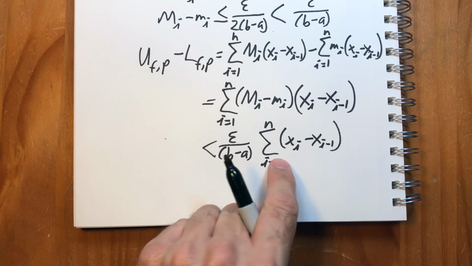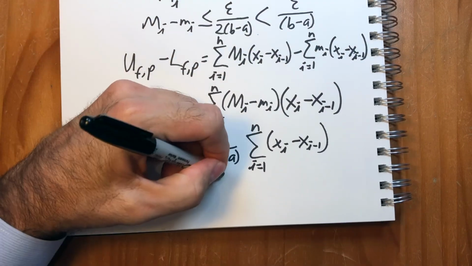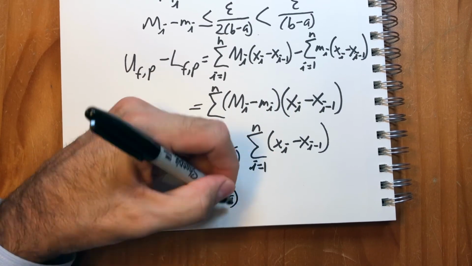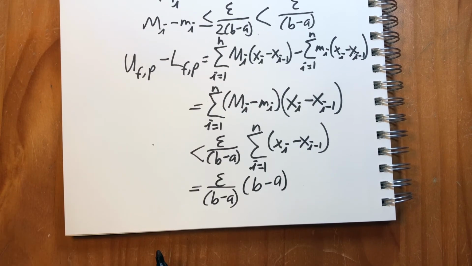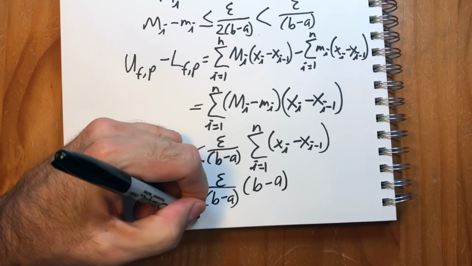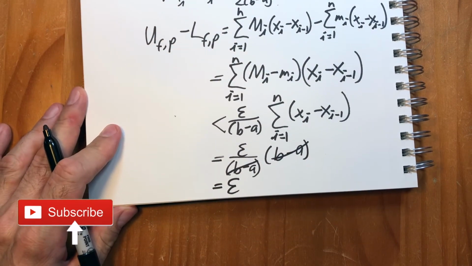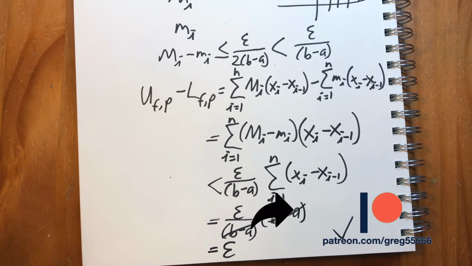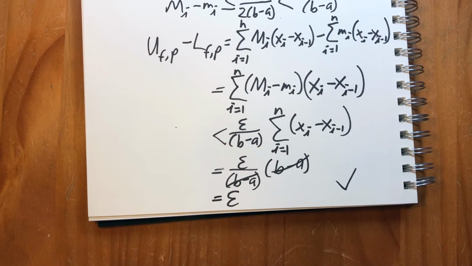And then this is just the sum of the widths of the partitions. So this expression equals the full distance from a to b. So this equals this. And that, cancel the b minus a, and you get epsilon. So look at that. Assuming the compactness of a closed interval of real numbers, which gives us that it's uniformly continuous, we just proved that continuous functions over that interval are Riemann integrable.